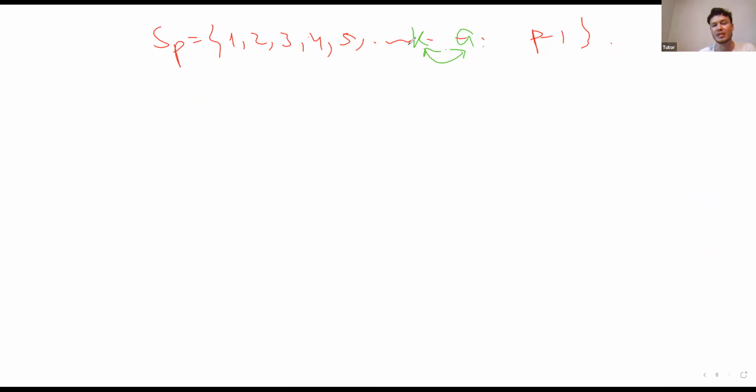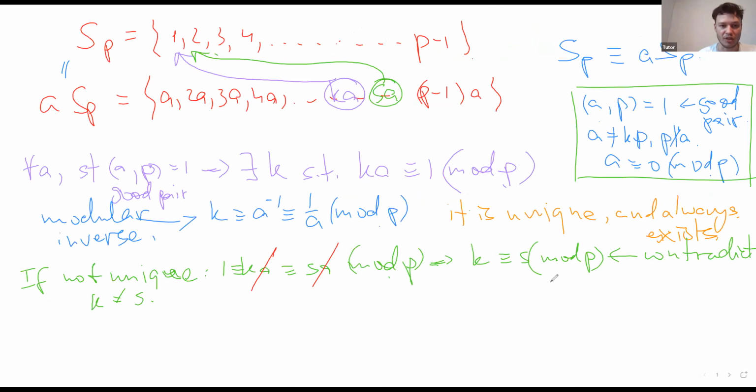Now, here's a couple questions. Can A also be paired with some other number S such that they're also modular inverses? And remember, we're working mod P. And also the question is, can A be paired with itself? And does A even have a modular inverse? From the beginning, we know that A always has a modular inverse. Actually, here's another question. Can A be its own modular inverse? Can I also have that K be equal to A?